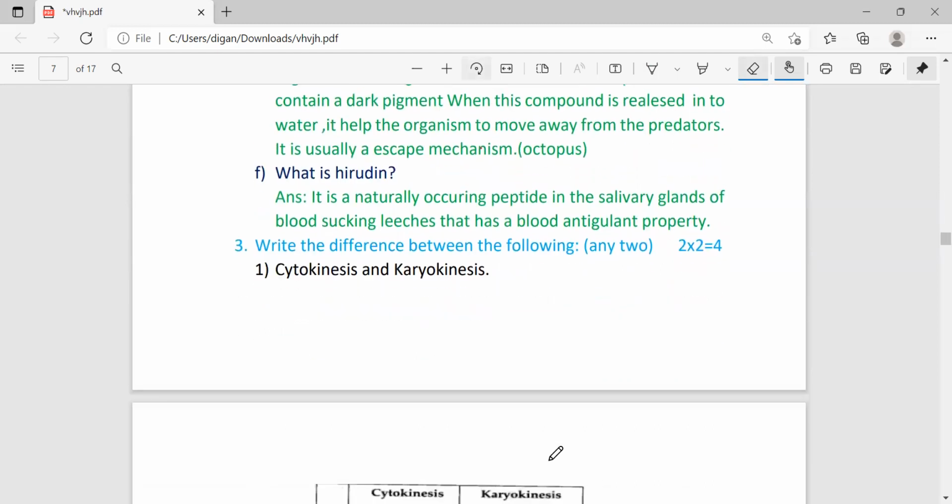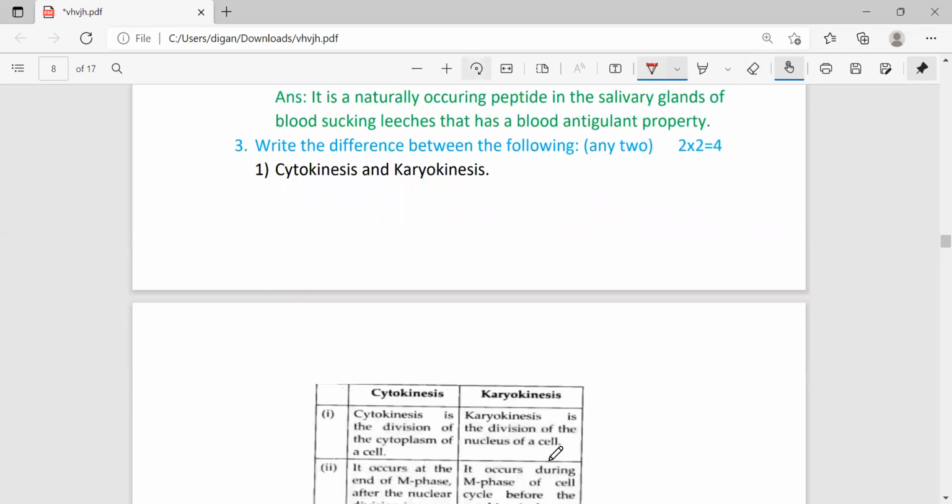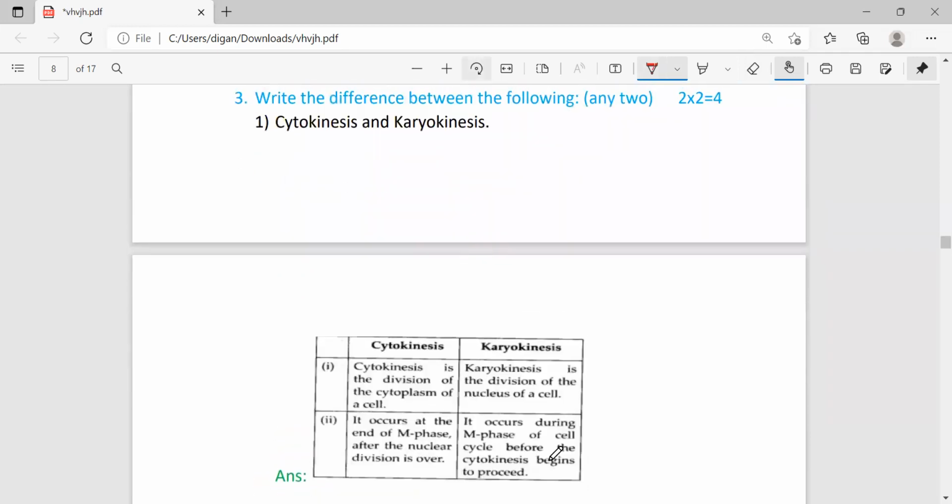Next, what is hirudin? It is a naturally occurring peptide in the salivary gland of the blood-sucking leech that has a blood anticoagulating property. Next question, write the difference between the following. Any 2 you have to answer, and it is carrying 2 marks. First one is cytokinesis and karyokinesis. So what is the answer?